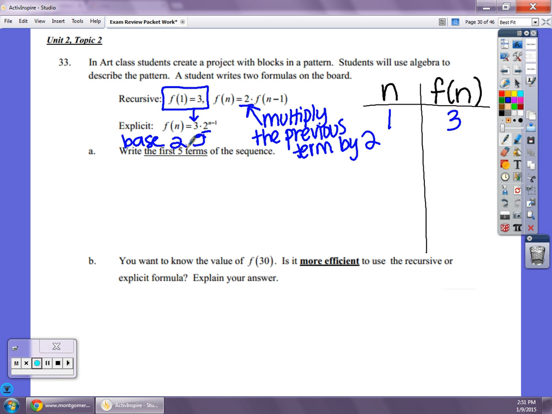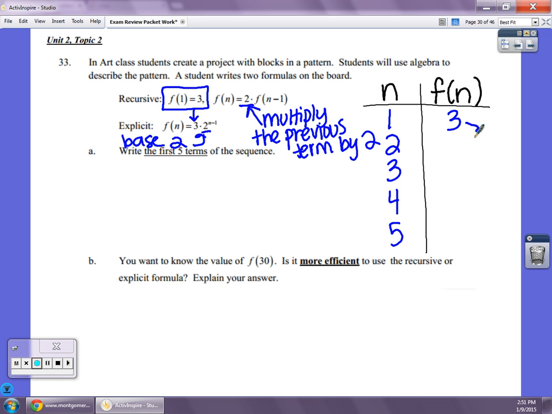So let's continue. We need the first 5 terms. So we have 1, 2, 3, 4, 5. And we know that the pattern is going to be multiply times 2. So I'm going to go ahead and do that. 3 times 2 is 6. 6 times 2 is 12. 12 times 2 is 24. And 24 times 2 is 48. So those are the first 5 terms of our sequence.